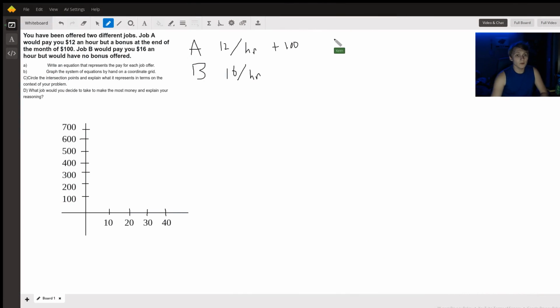Hi, so here we have a question asking about two jobs with different rates of pay, and we're being asked to write equations for them and graph them and figure out what the graph means.